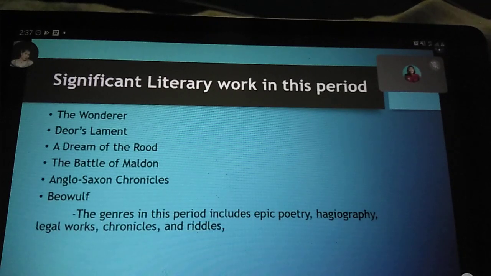Then the genres in this period include epic poetry, hagiography, legal works, chronicles, and riddles. Ang hagiography po ay a type of biography that puts the subject in a very flattering light. It is also often about saints.